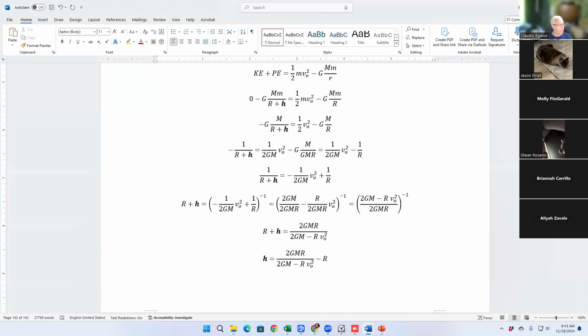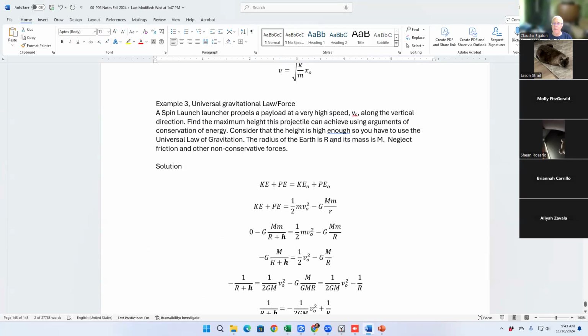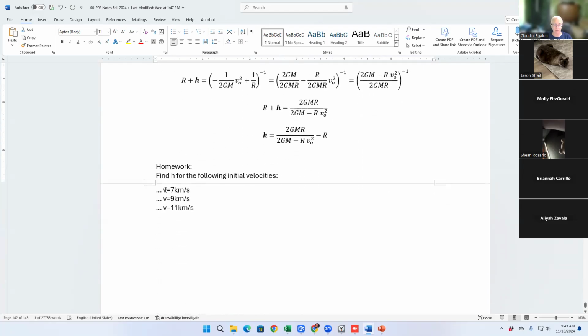And then, I want you to do homework by yourself, okay? There's a very interesting one here. Find h for the following initial velocities. If the initial velocity is 7 kilometers per second, what's going to be h? In the vertical direction, right? If the initial velocity is 9 kilometers per second, what would be h? If the initial velocity is 11 kilometers per second, what would be h? Do that at home using Excel or using your calculator, whatever you think is best. Okay?